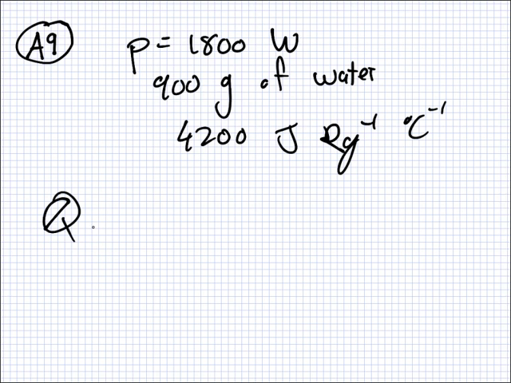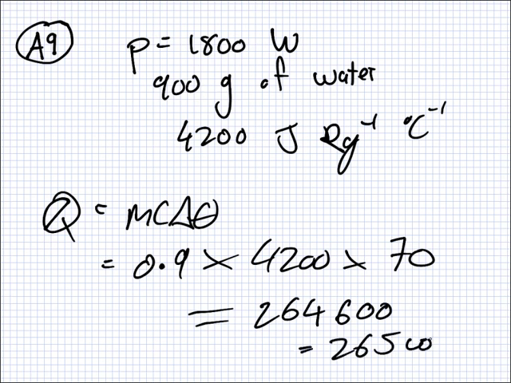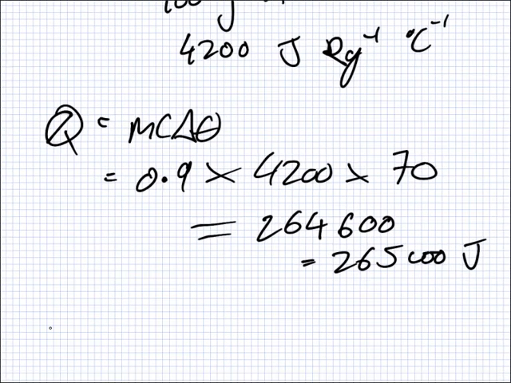How much energy do you need to increase it to 70? So that's Q equals m c delta theta. So that's 0.9 times 4200 times 70. 264,600. Okay. 1 mark. Oh, yeah, just the 4 total.